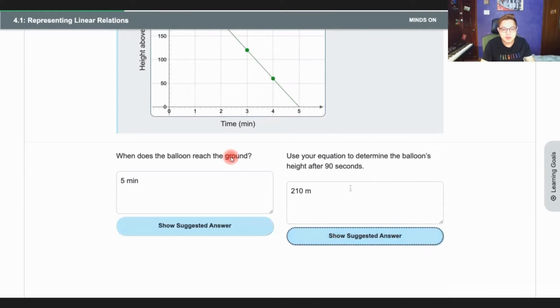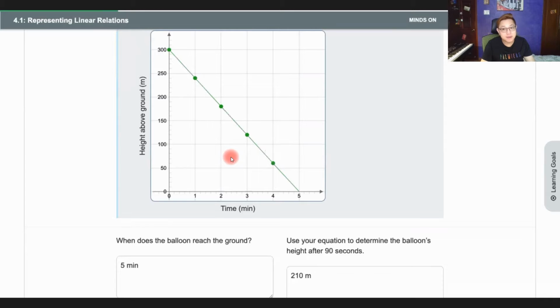But you have to understand that this is a perfect situation. They didn't talk about air resistance or any kind of factors that can affect the speed, right? So this is a perfect situation where it's going very smoothly down.